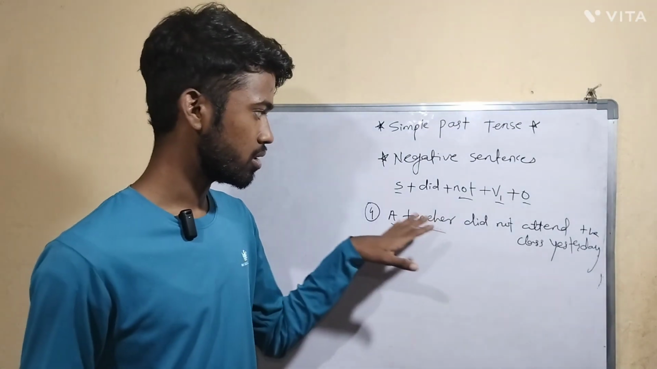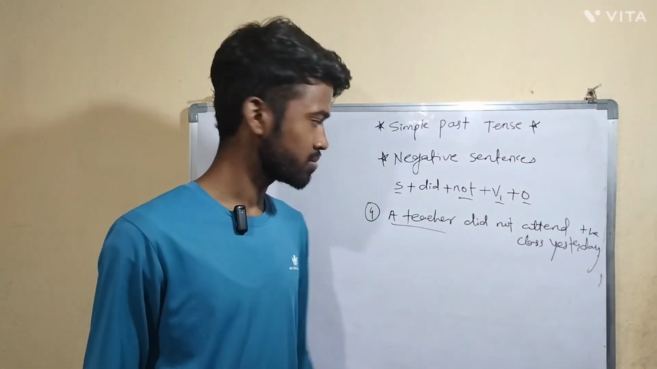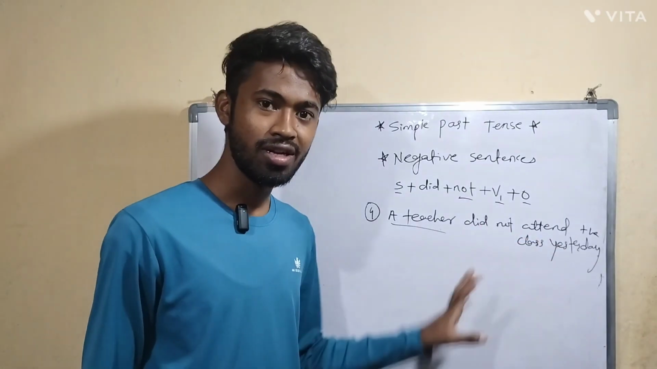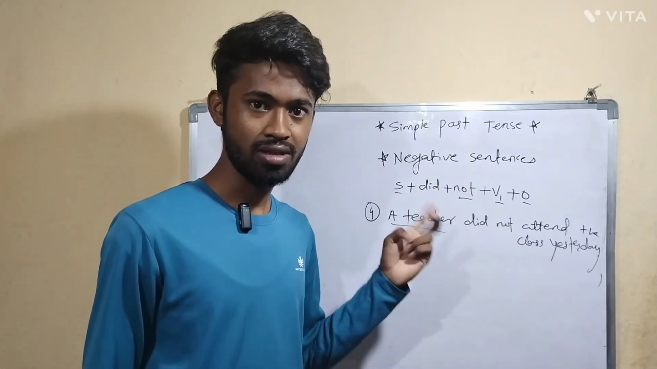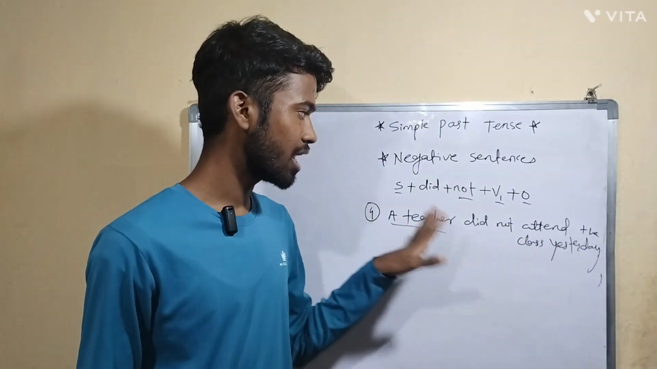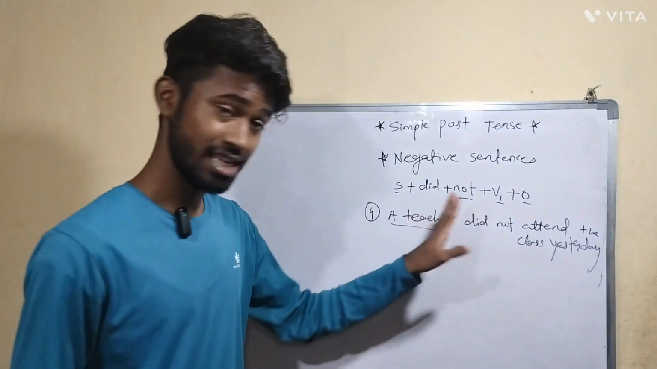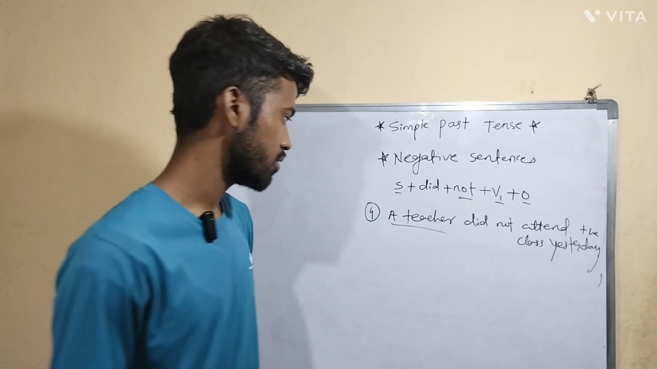Let's say you have to make this sentence positive. How will you make it? A teacher attended the class yesterday. A teacher attended. So in positive we use the second form of verb, but in negative, the first form of verb, and did not as helping verb. Did, not. Not is for negative.